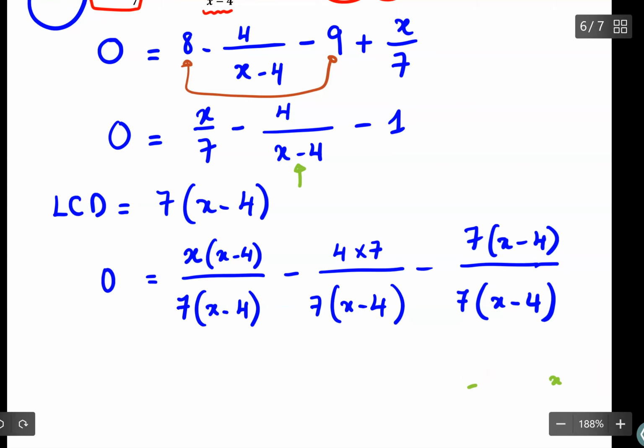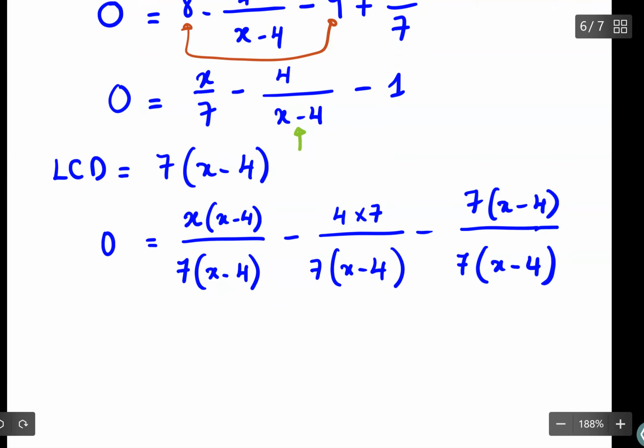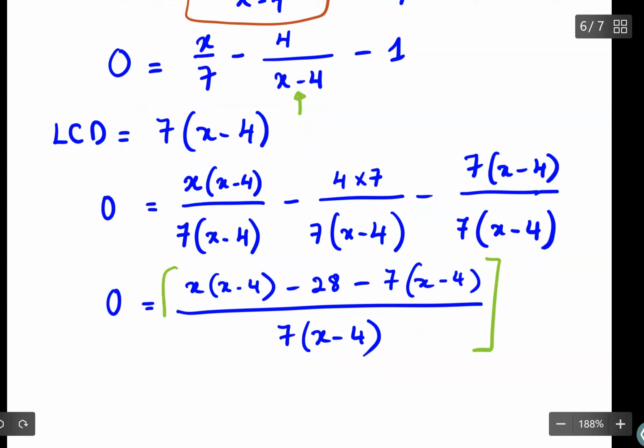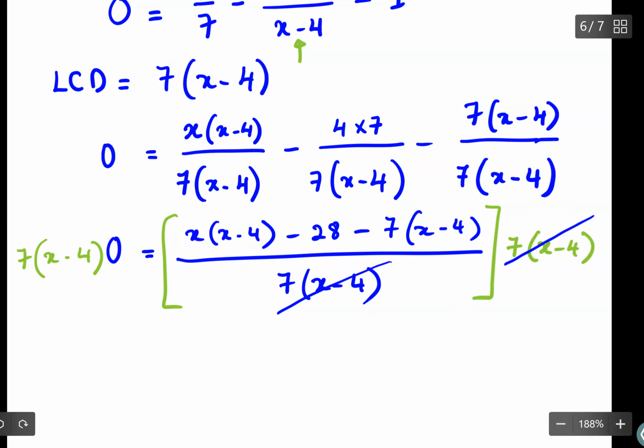A quick review for everyone on how to take the lowest common denominator for each of these fractions. So let's write everything as x times x minus 4, subtract 28, subtract 7 times x minus 4, the whole thing divided by 7 times x minus 4. At this point, I would like to get rid of my denominator by multiplying both sides by 7 times x minus 4. On this side, you have 7 times x minus 4 times 0, so it's also equal to 0. This enables me to cancel the denominators. So now I end up with 0 equal to x times x minus 4, and then subtract 28, subtract 7 times x minus 4.